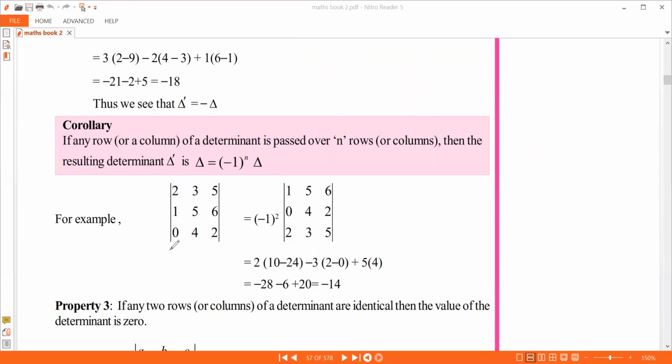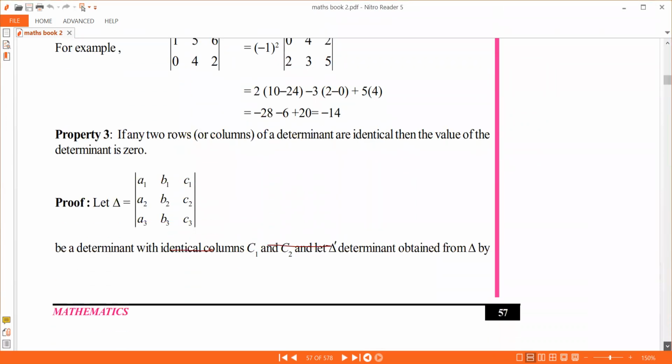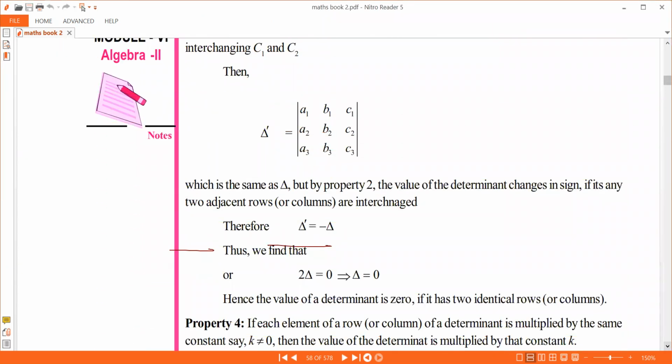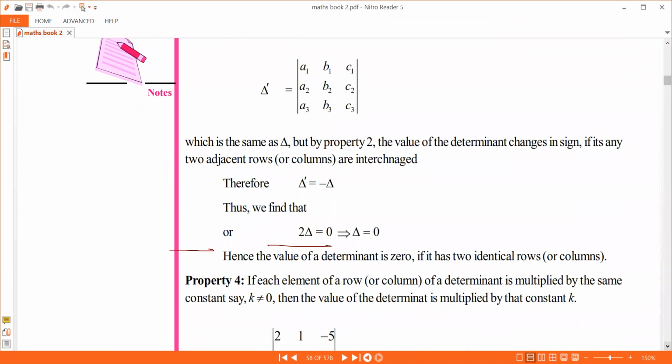Now, for example, they have given this, which we just worked out, so need not worry too much about that. That's the next property. They are doing this proof, all these things. Don't worry too much about this proof.